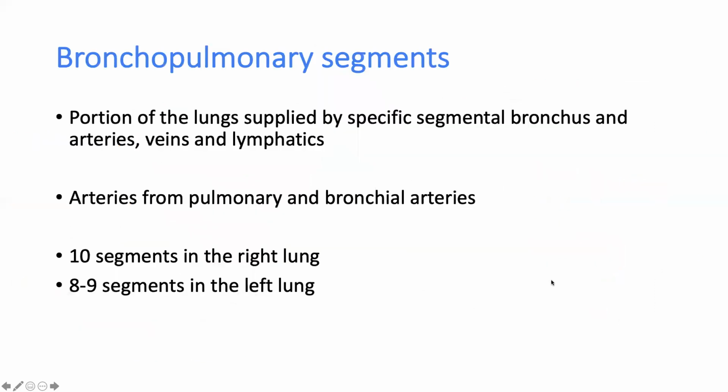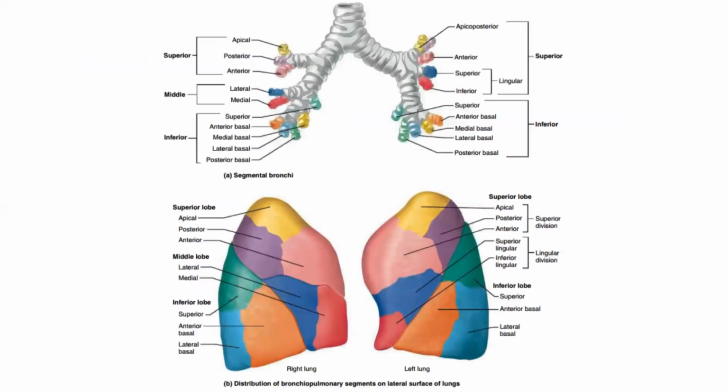So that means a bronchopulmonary segment is the portion of the lung which is supplied by a specific segmental bronchus, which is the tertiary bronchus, and it has its own artery, vein, and lymphatics. In total, there will be 10 segments in the right lung and 9 segments in the left lung. This is the example: for the superior lobe, we have the apical, posterior, and anterior segments. I'm not going to bore you with repetition.